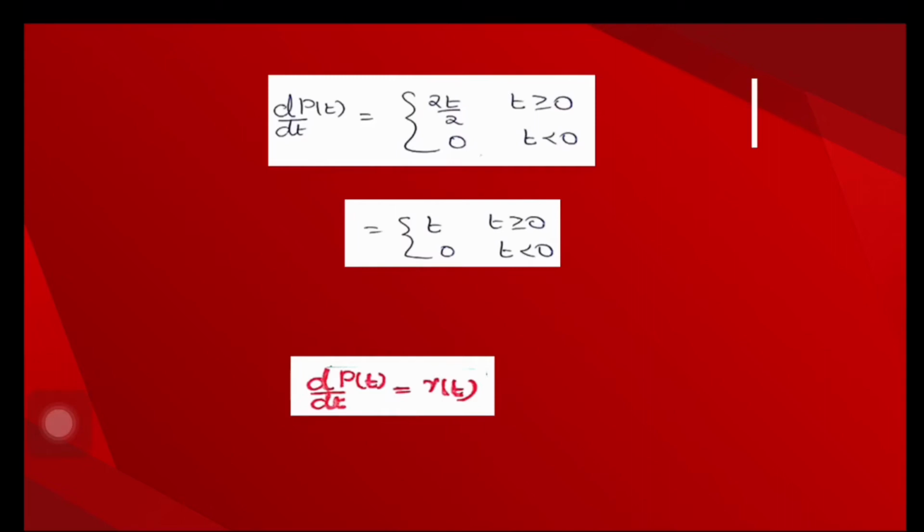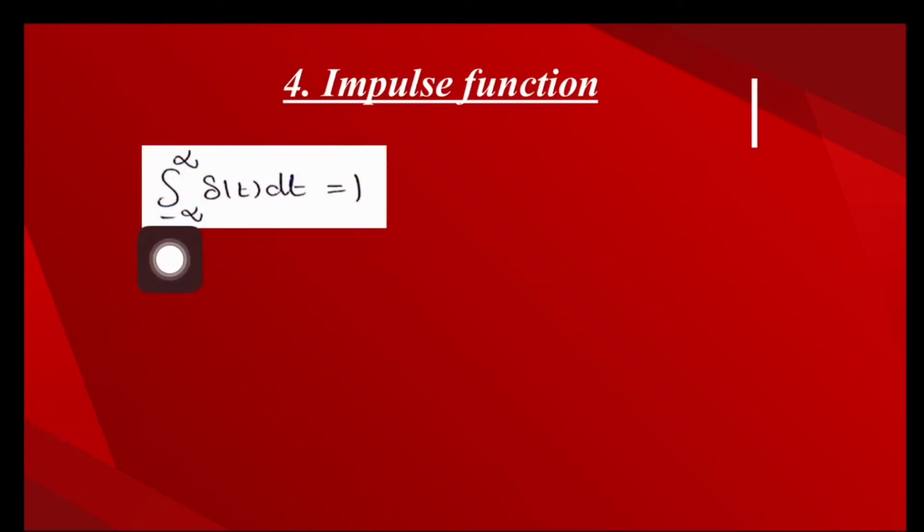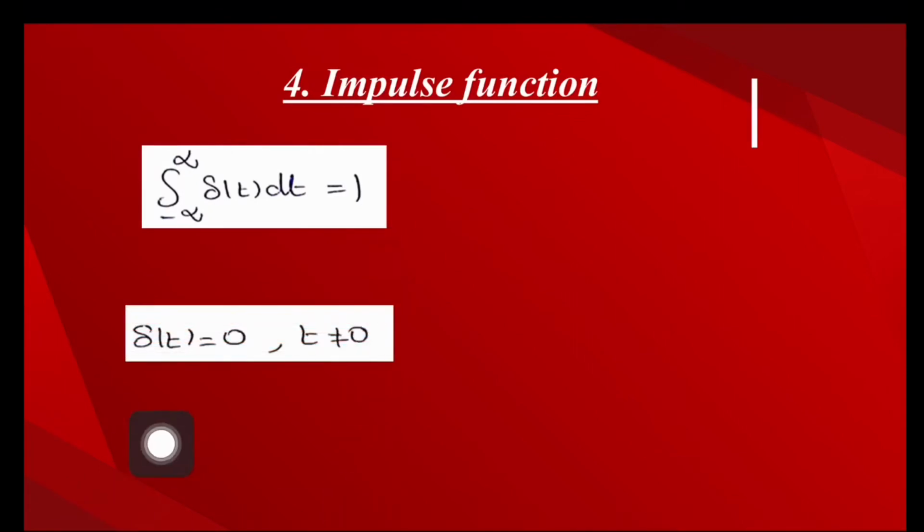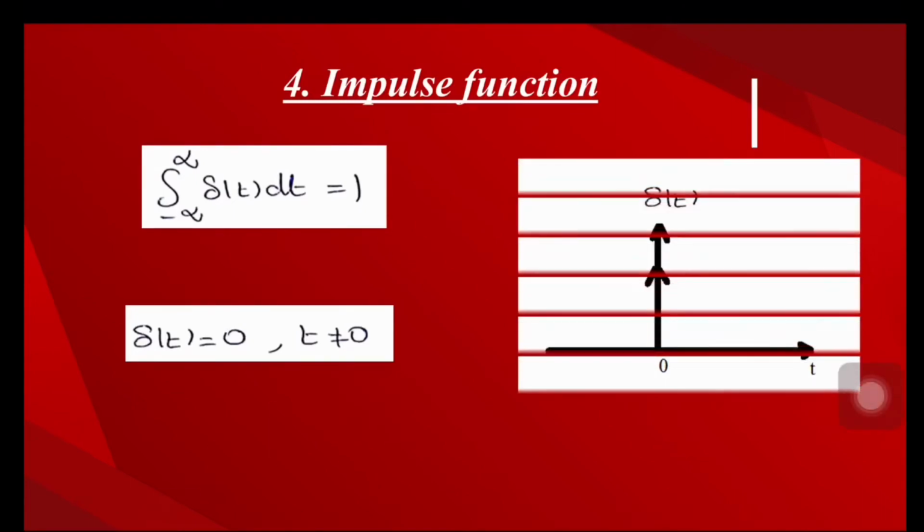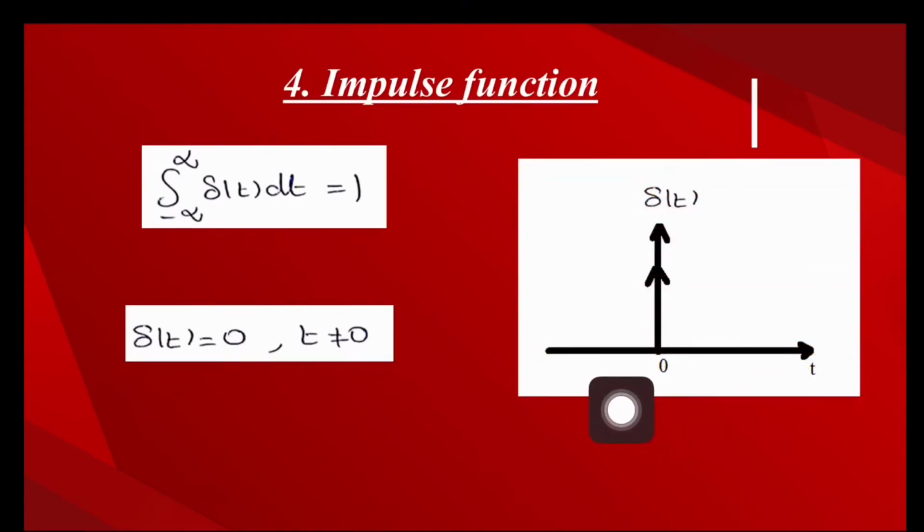Okay? The next function I have for you is the impulse function. It is represented by del of t. It has a non-zero value only at t equal to 0, and the integral from minus infinity to infinity of del of t dt is 1. Del of t is 0 if t is not equal to 0. This is the waveform. You can see del of t is 0 for t not equal to 0, and at t equal to 0 it has a non-zero amplitude.